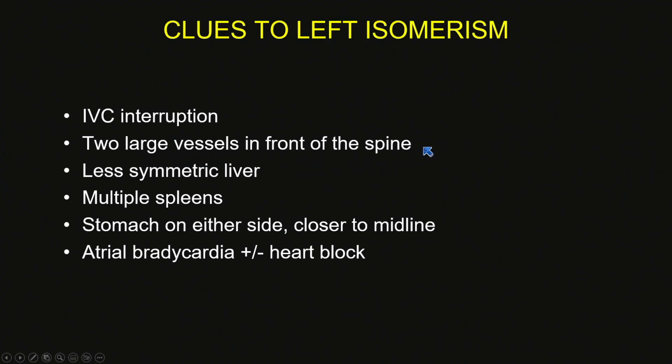So clues to left isomerism: IVC interruption, two larger vessels in front of the spine. The posterior one is the azygos vein, the anterior, which you see is pulsatile, is the aorta. A less symmetric liver, multiple spleens, most have polysplenia. You can have the combination too: you can have asplenia with left isomerism, and you can have polysplenia with right isomerism too. But most of the time that's true. You have multiple spleens. Stomachs can be on either side, but closer to midline. And then atrial bradycardia belongs to this. There are slower heart rates, and it might be followed by complete heart block.